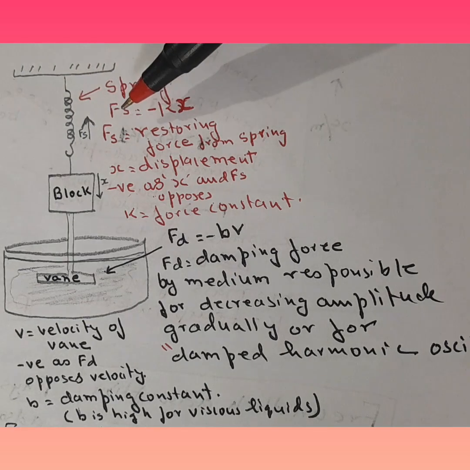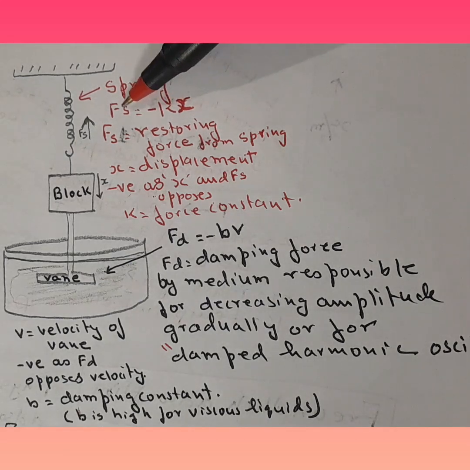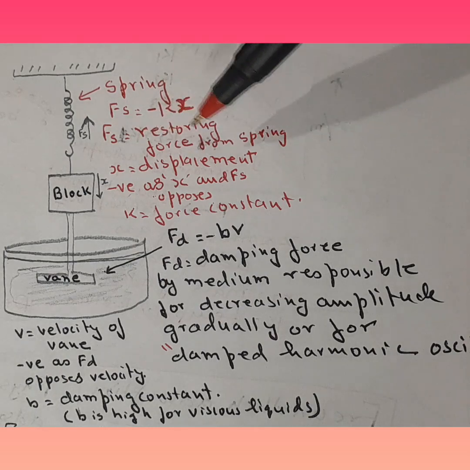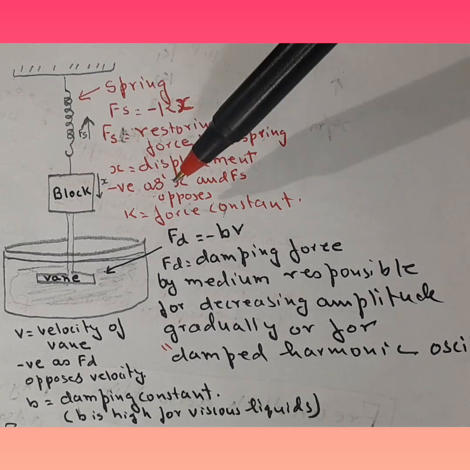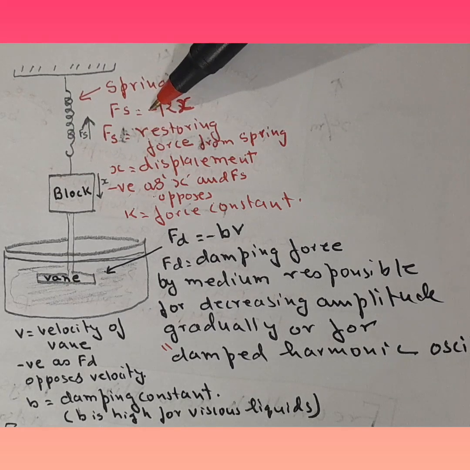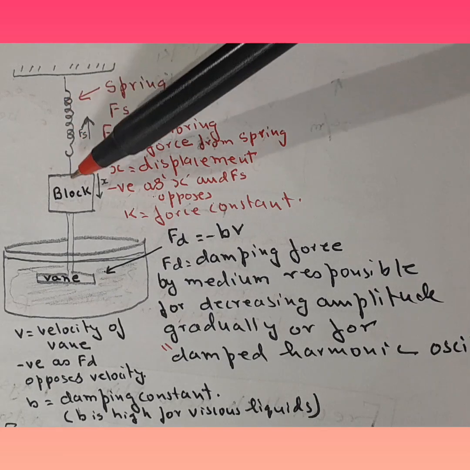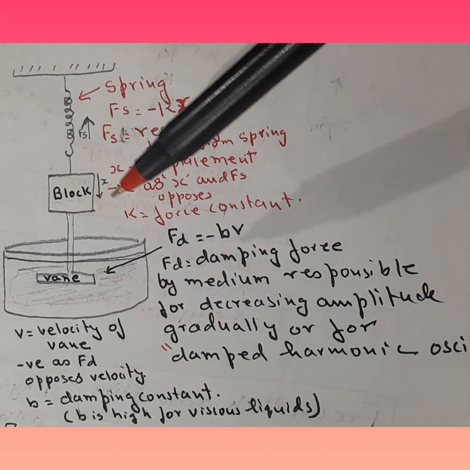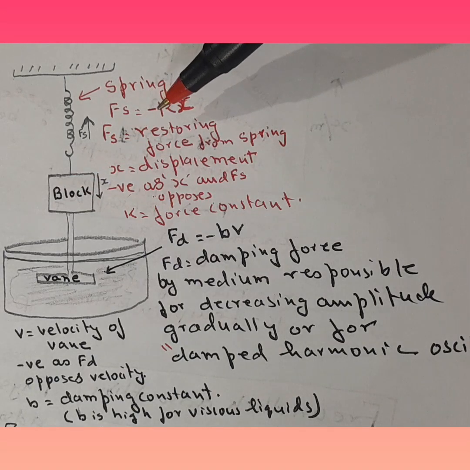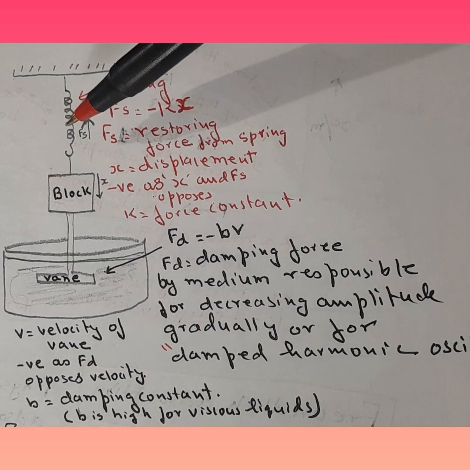That is Fs, the restoring force, which is equal to minus Kx. So Fs is the restoring force from the spring, and x is the displacement, and it is negative. Why? Because the restoring force is in the upper direction whereas the displacement is in the downward direction, so negative. And K, as we have already seen, is the force constant. That's about the spring, nothing new, which we had already seen in my earlier video.